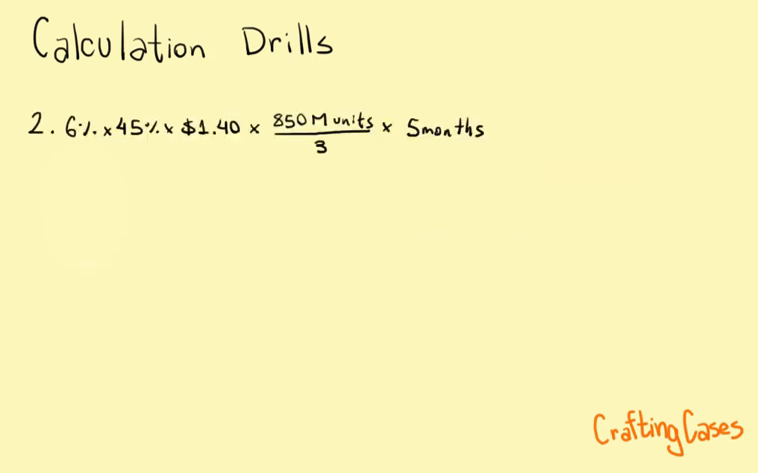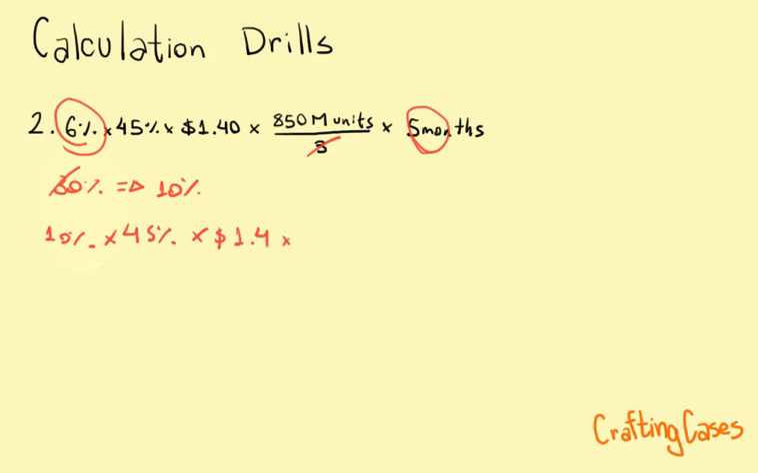Here's the next one. Take a good look at it and then we'll start. Now, if you've done this by yourself, then let's go. First thing I'm going to do here is 6% times 5 months is 30%. And so 30% over 3 gives us 10%. So now we have 10% times 45% times $1.4 times 850 million units.